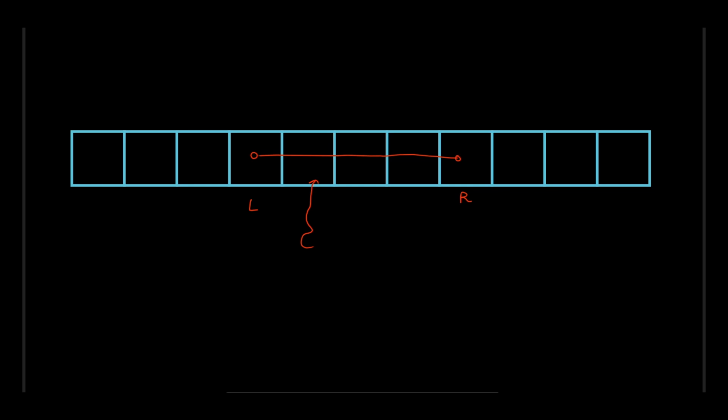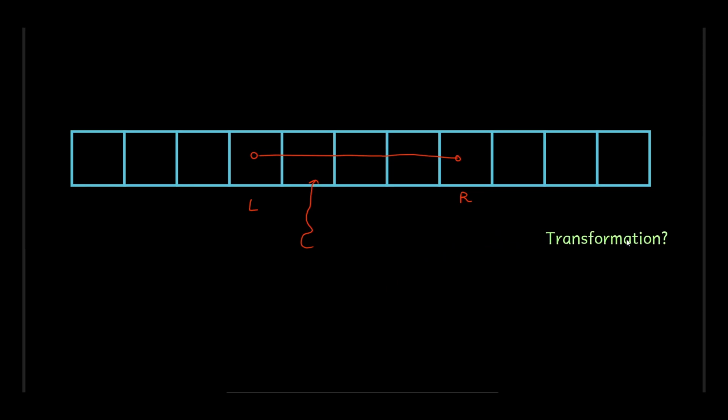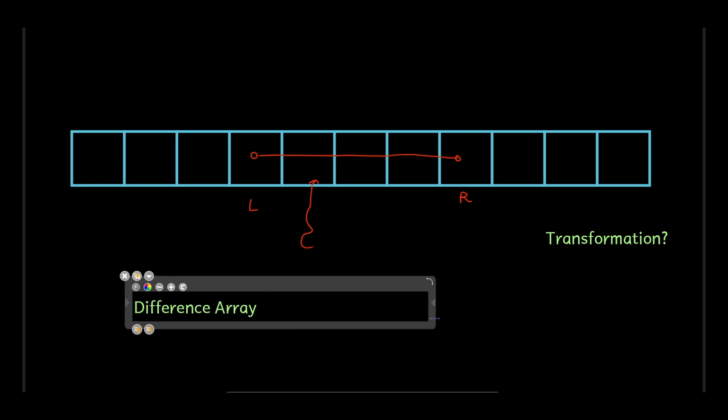So can we do some other transformation that will help us go from visualizing a subarray with so many elements to just visualizing one or two elements? So is a transformation possible? To do that transformation, you can use the concept that you must have used in the difference array trick. So what is the difference array trick?